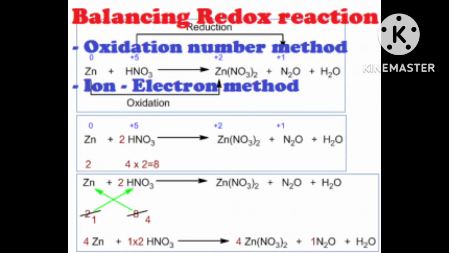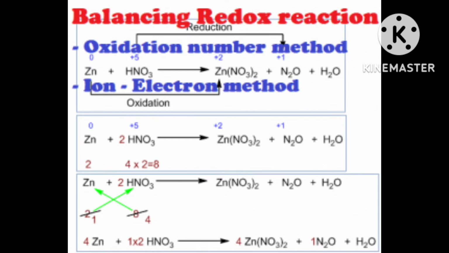Suppose, for example, oxidation loses 3 electrons and reduction gains 2 electrons. Then it should be 6. If we want to cancel both, then on the oxidation side 3 electrons were there.